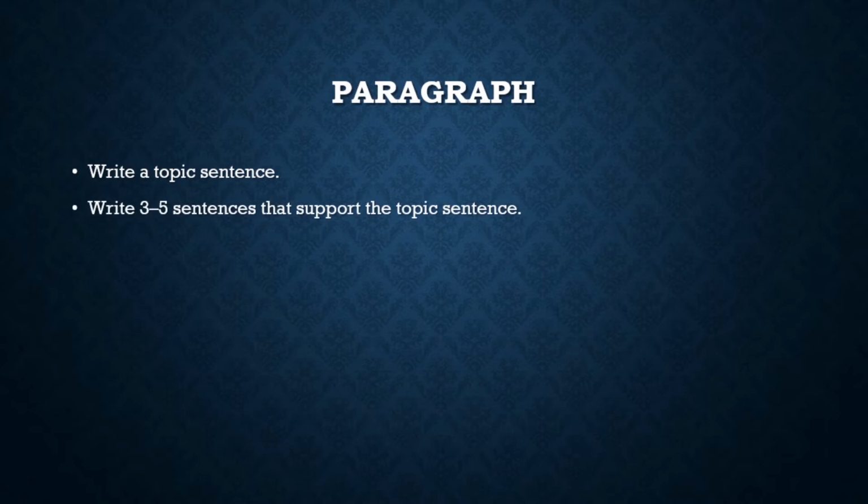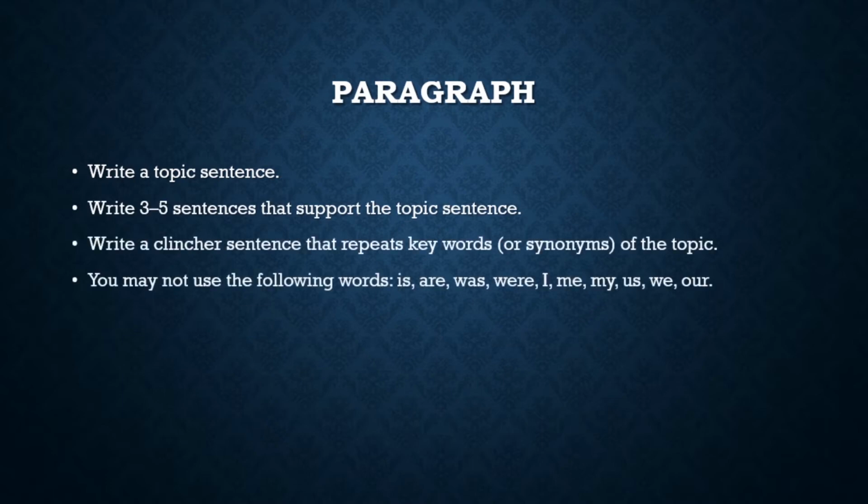Let me put the rest of these up here. 3 to 5 sentences, clincher sentence. Do not use being verbs. Am, is, was, were. Don't use personal pronouns, I, me, my, us, we, or our. There certainly are cases in which those are usable and fitting in normal writing. But at this level, at least at the beginning, I want to force you not to use these words.